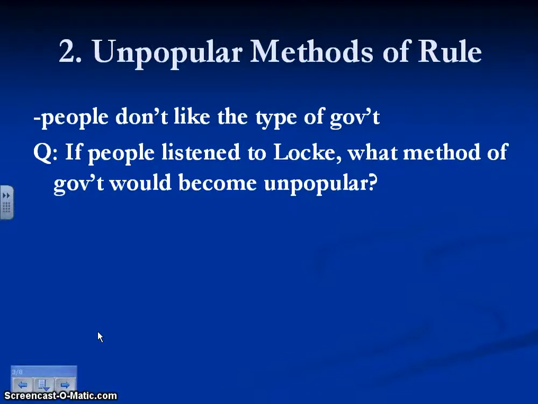And this generally affected the poorest people, and they didn't want to be affected like this. They wanted a government that kind of did things for them and protected them. So we have Enlightenment ideas and unpopular methods of rule, mostly absolutism.